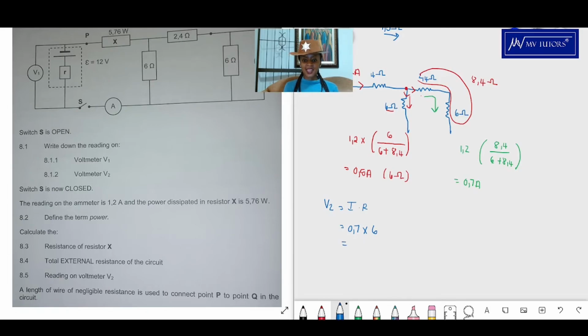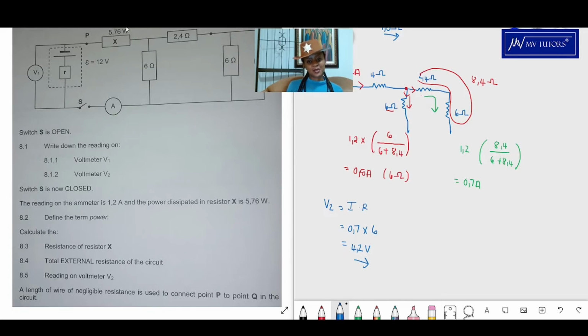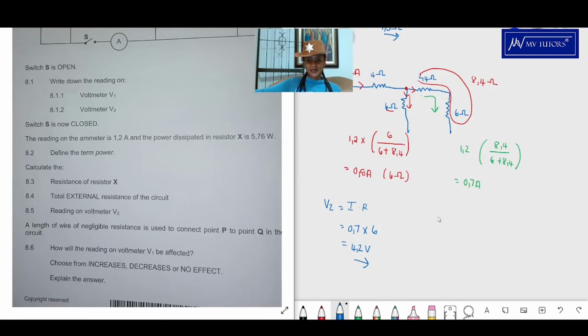Okay, so calculator, 0.7 times 6, and that gives us 4.2 volts. Okay, if they wanted the voltage across the 2.4 ohm resistor, you would have just multiplied it by 0.7. Okay, and then we're at the last question.